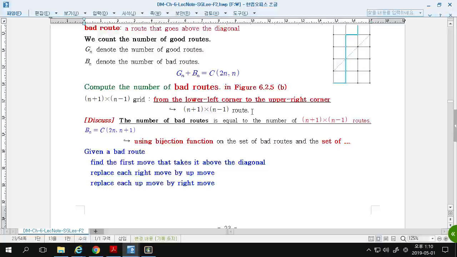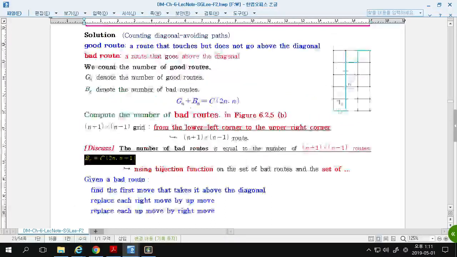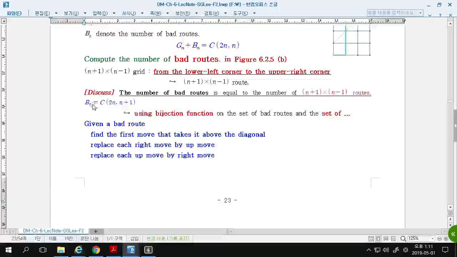Okay, that's the whole idea. So we can talk about the number of bad roots, which is equal to the number of routes in an n plus 1 times n minus 1 grid. Add those, which is 2n choose n plus 1. So this is the total number of bad roots. This is the total number of routes starting from here to here. Okay, this is the total number of bad roots.